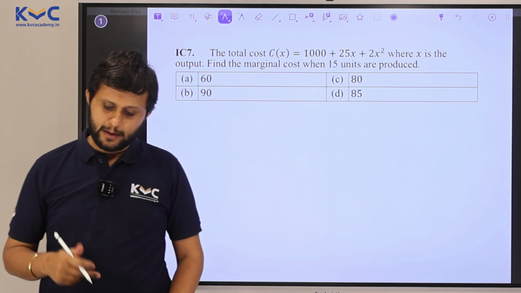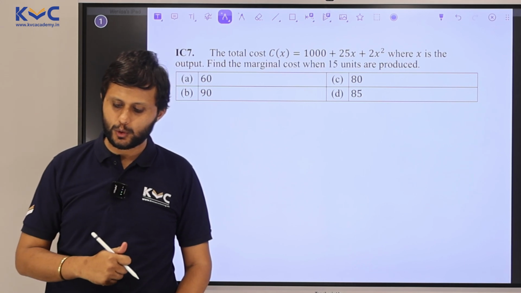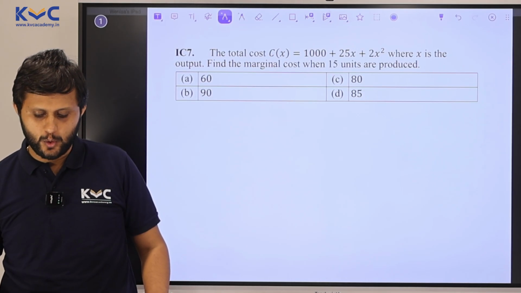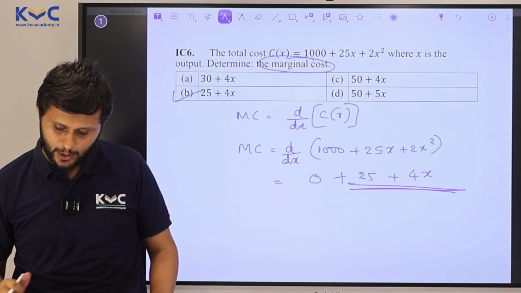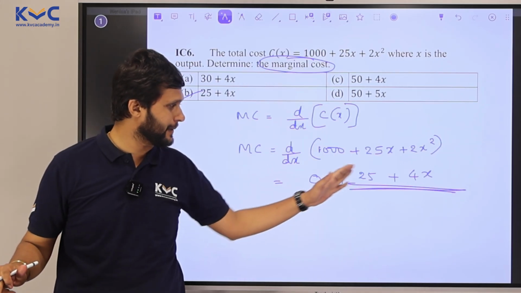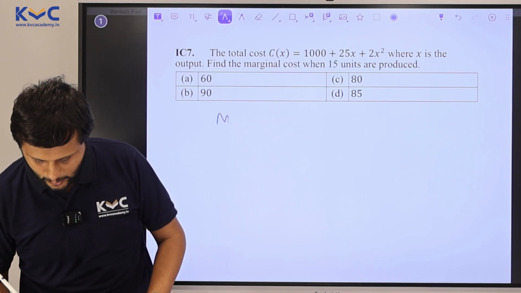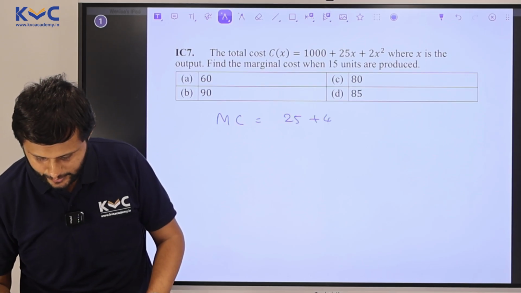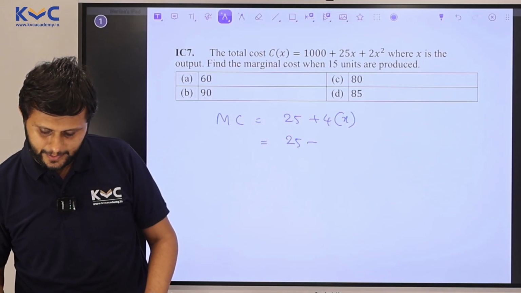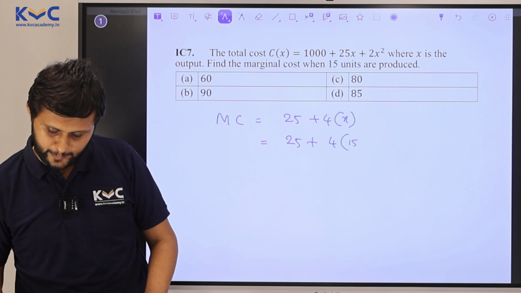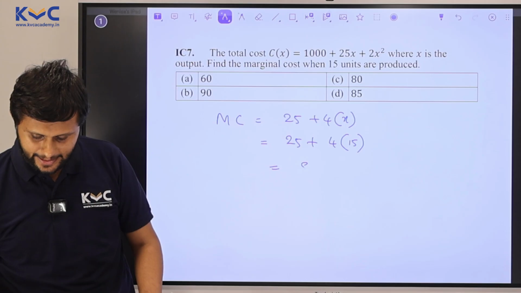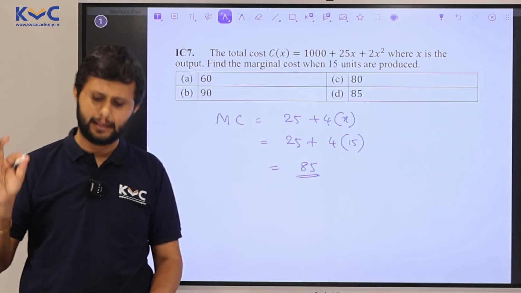Same question again. Find the marginal cost when 15 units are produced. So now we have the marginal cost function, correct? That is, by differentiating, we have 25 plus 4x. So marginal cost is equal to 25 plus 4 into x. When 15 are produced, what do we get? 25 plus 4 into 15. 4 into 15 is 60. 60 plus 25 is 85. Done. As simple as that.